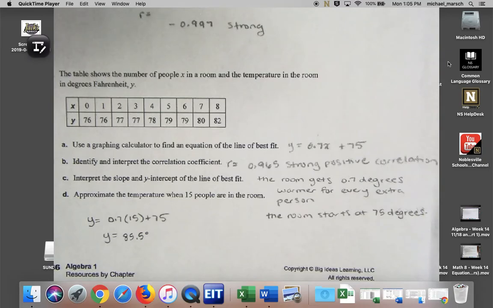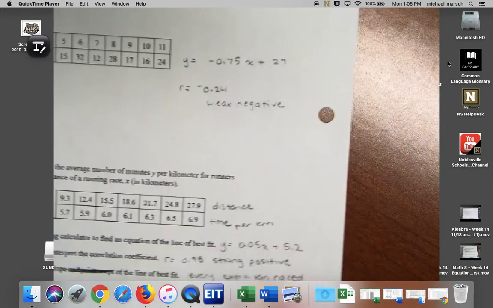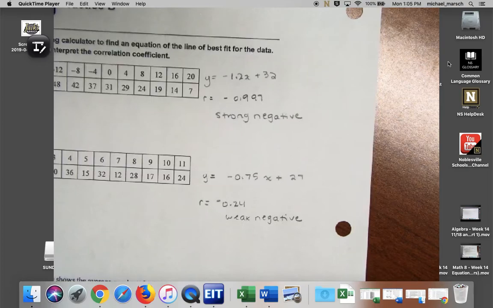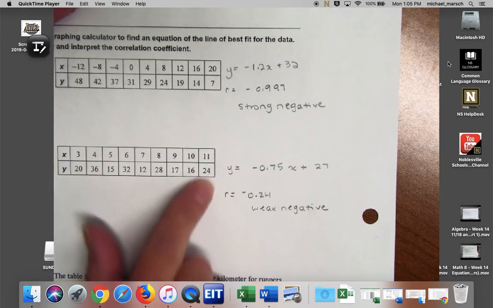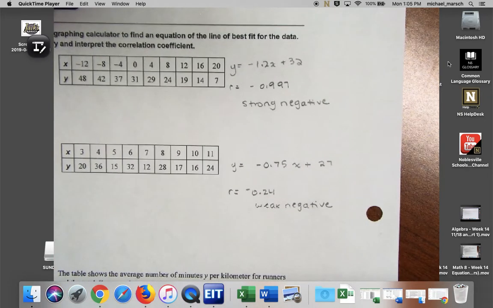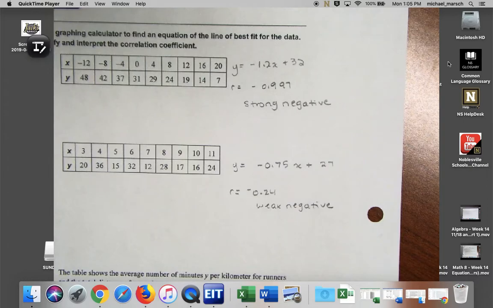Wait, so are we going to be using the graphing thing? Yes, absolutely. Okay, so then on the back, here are the equations, right? Again, this one is actually weak negative, meaning there's nothing going on here. There's no rhyme or reason to these values. Okay, no correlation. That's fine. I'll know what you mean.